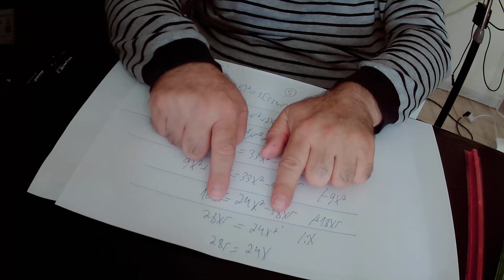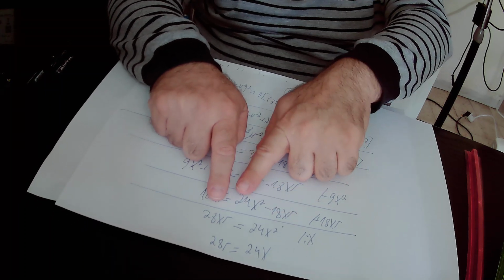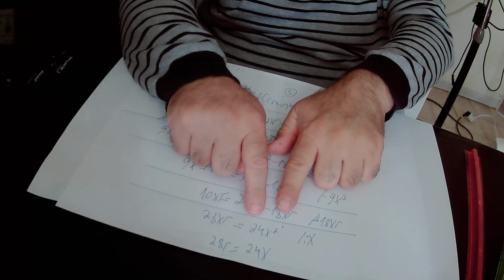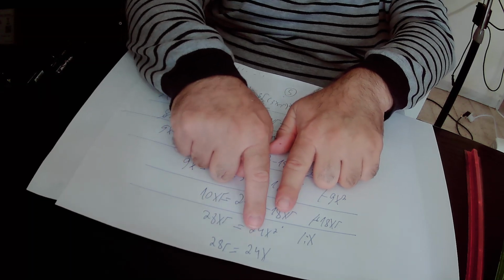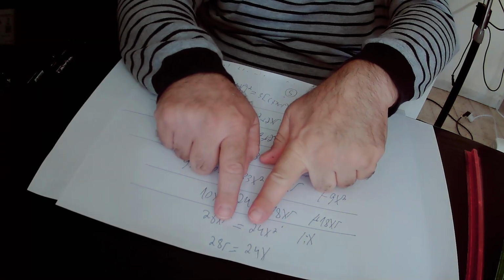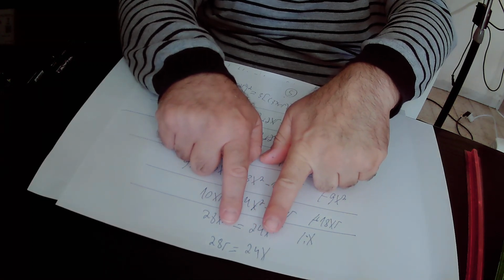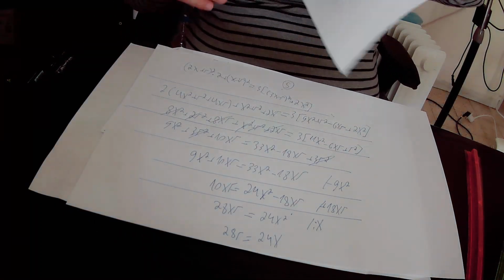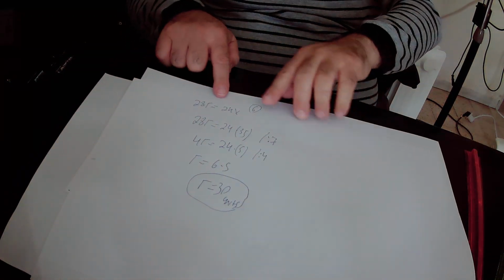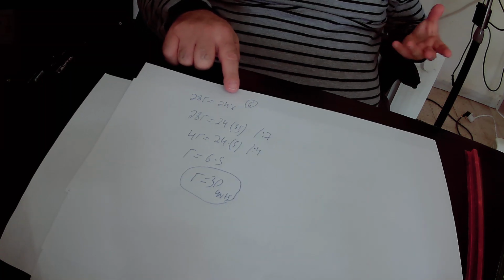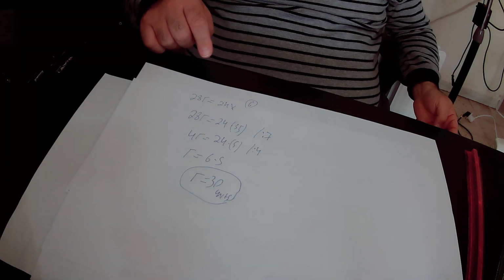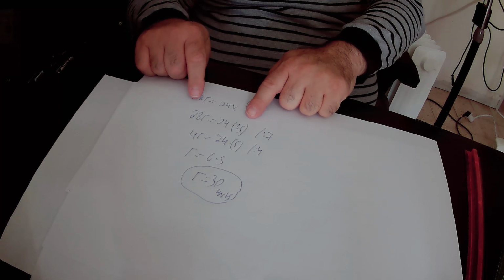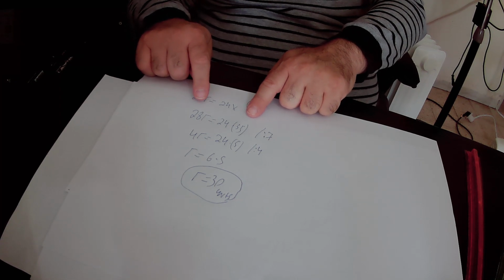We divided this equation by x. 28xr over x is 28r. And this is equal to 24x squared over x is 24x. So in conclusion, we found out that 28r equals to 24x. 28r equals to 24x. We substitute x by 35 and we found out that 28r equals to 24, x is 35. So 28r equals to 24 times 35.